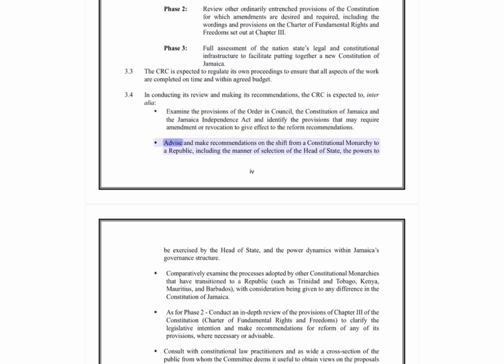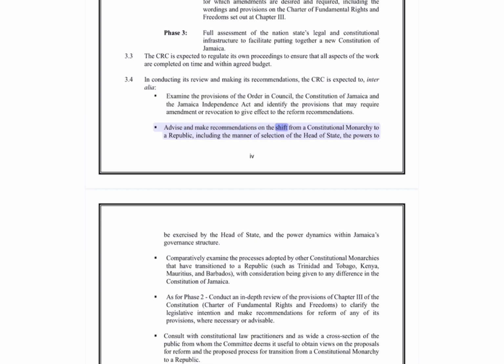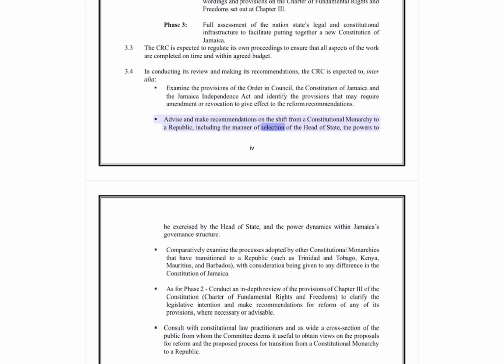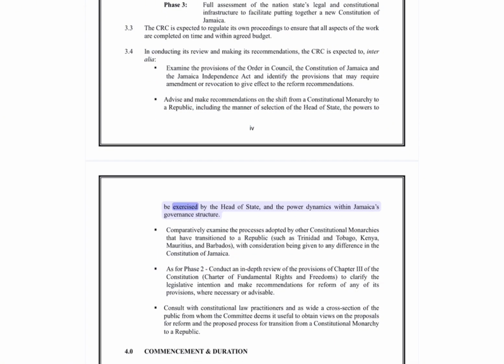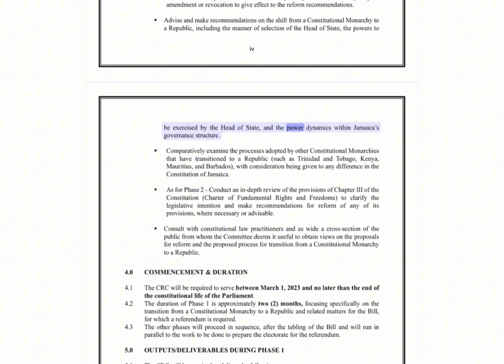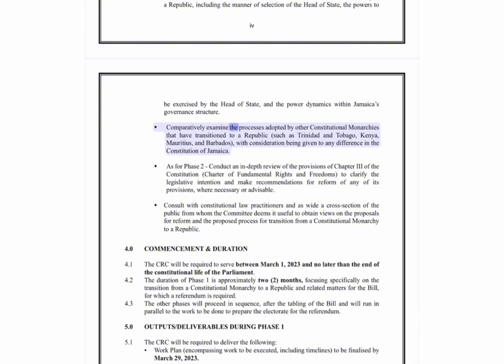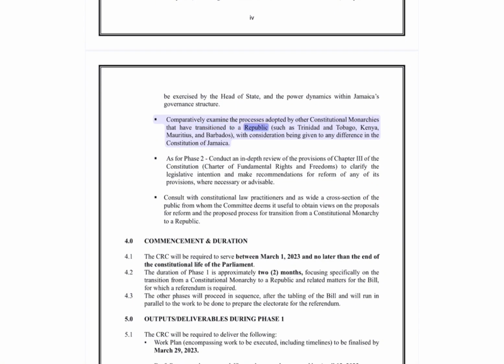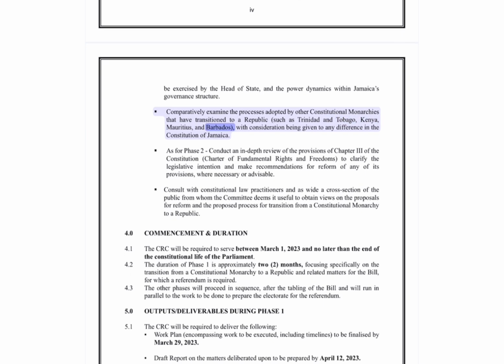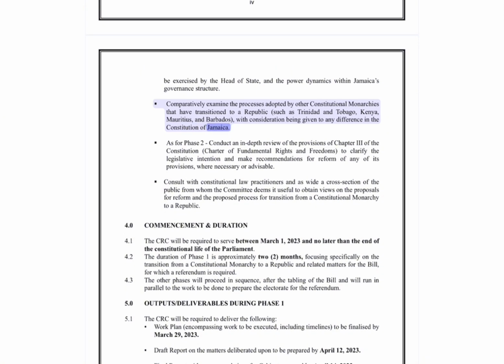Recommendations. Advise and make recommendations on the shift from a constitutional monarchy to a republic, including the manner of selection of the head of state, the powers to be exercised by the head of state and the power dynamics within Jamaica's governance structure. Comparatively examine the processes adopted by other constitutional monarchies that have transitioned to a republic, such as Trinidad and Tobago, Kenya, Mauritius, and Barbados, with consideration being given to any difference in the Constitution of Jamaica.